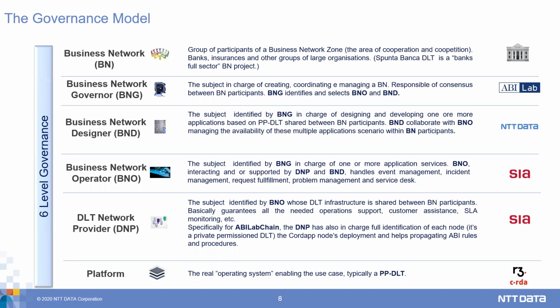Behind this governance model, there are several contracts between all these stakeholders: between the banks and ABI Lab, between ABI Lab and Entity Data, SIA and R3, between Entity Data and R3, between SIA and R3. So there are several partnership contracts managing the whole governance model.